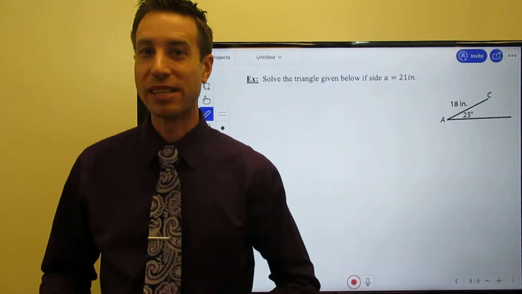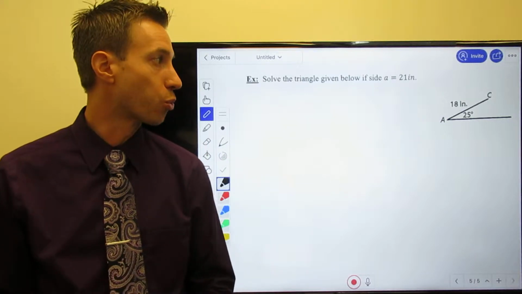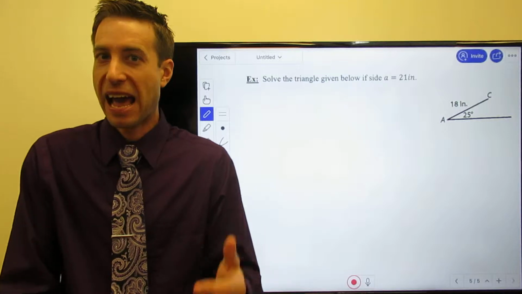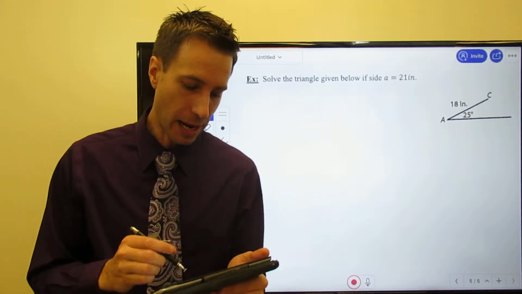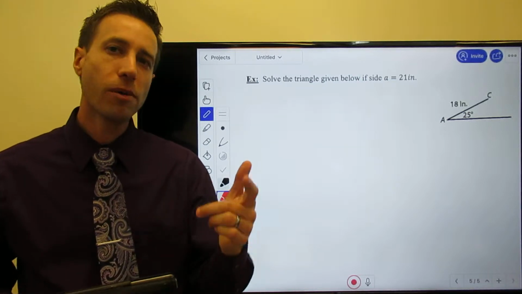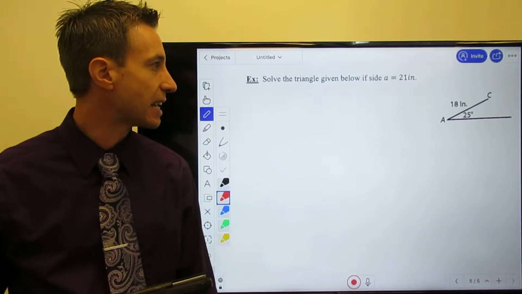Hey guys, welcome to this page of the notes. And again, what we're doing is we're working on situations where we could potentially have the ambiguous case. Now, how do I know if it's going to be the ambiguous case or not? Well, that's based on the information that we've been given, right?